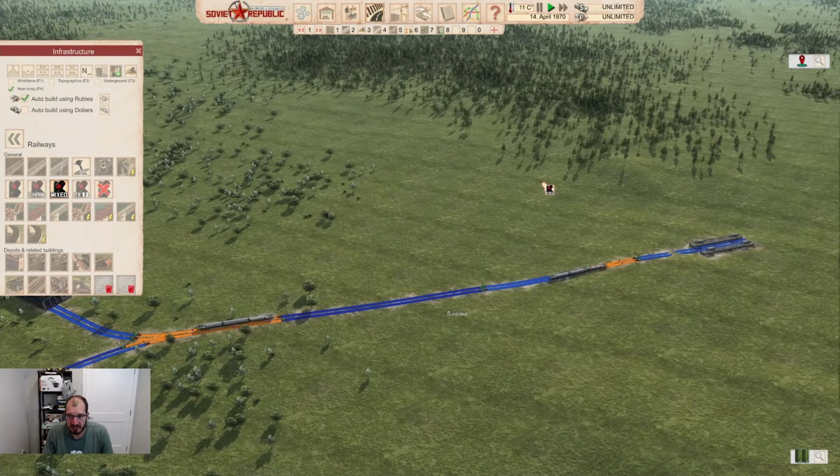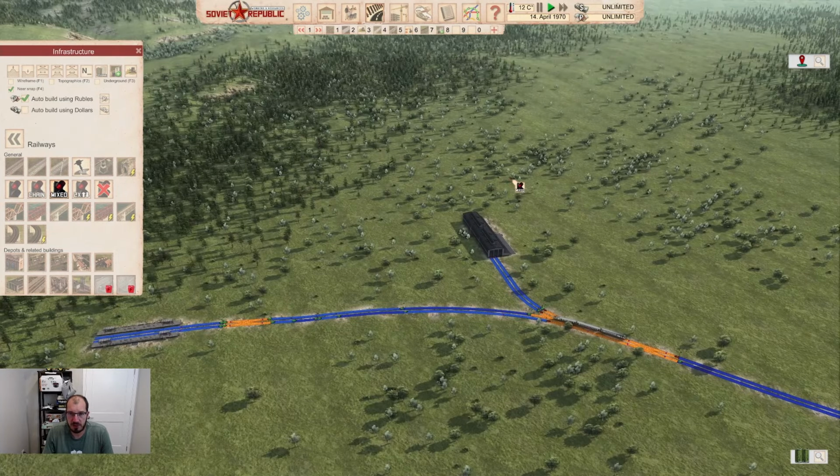That's really all there is. If you follow these few guides, your rail network should look a lot better.